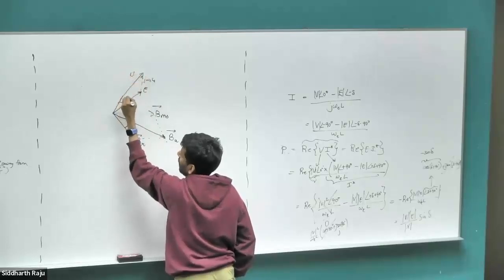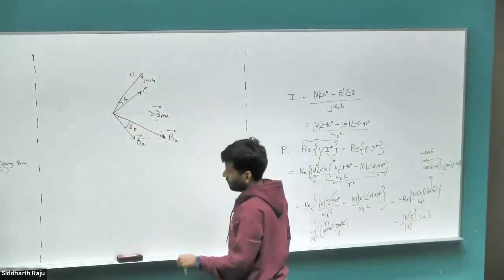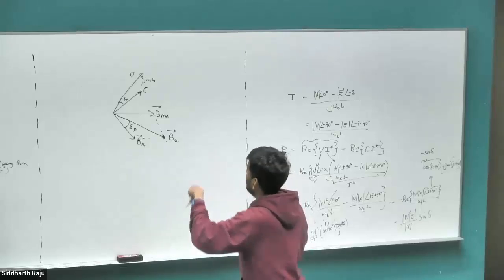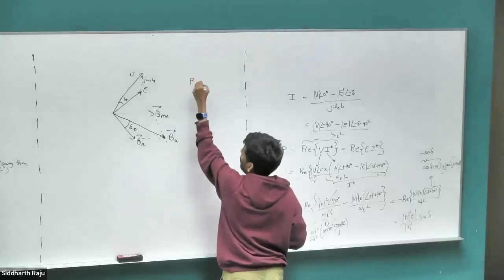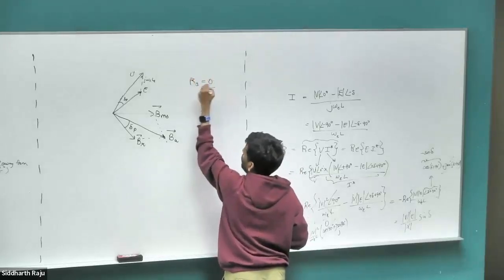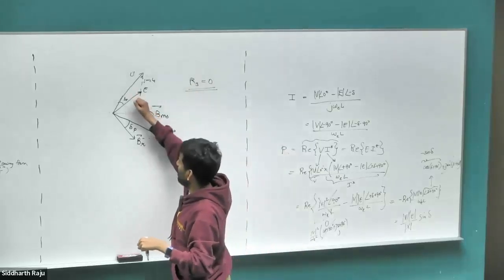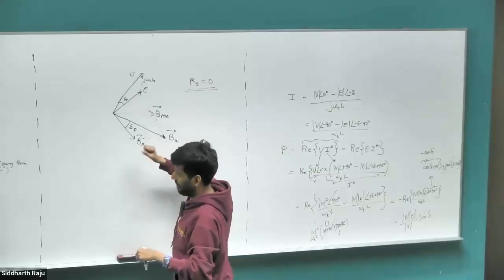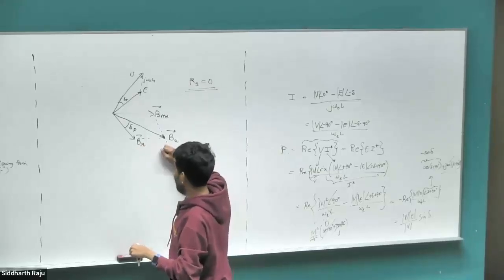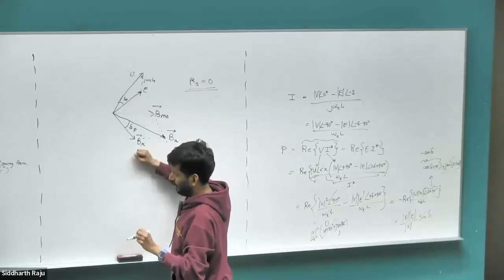So this angle and this angle would end up being one and the same, in the case where, again, this needs to be made very clear, R is equal to 0. For that case, delta P, the angle between V and E, would be the same as the angle between BA and BR, the net magnetic field in the air gap and the magnetic field in the rotor.